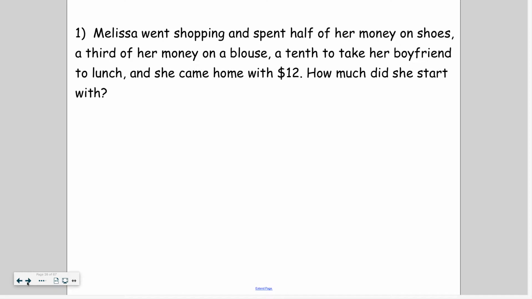All right. So Melissa went shopping and spent half of her money. So we know that half of her money, we don't know the amount of money. So 1/2 of her money was spent on shoes. She also spent 1/3, so 1/3 of it was spent on a blouse. 1/10 to take her boyfriend to lunch. She came home with $12. So how much did she start with?